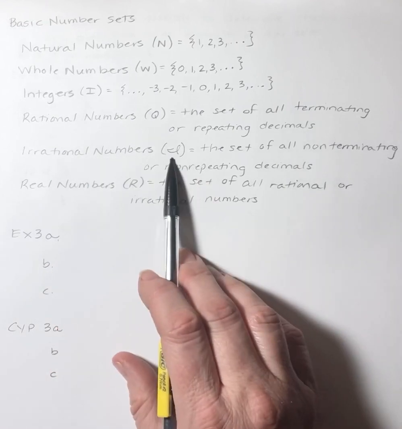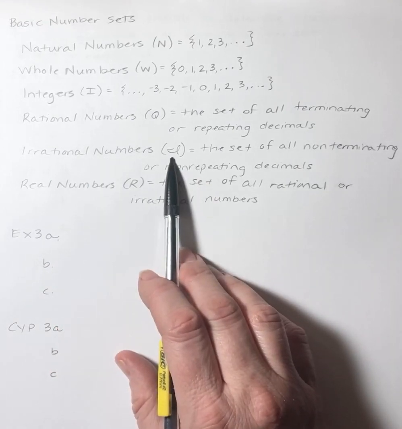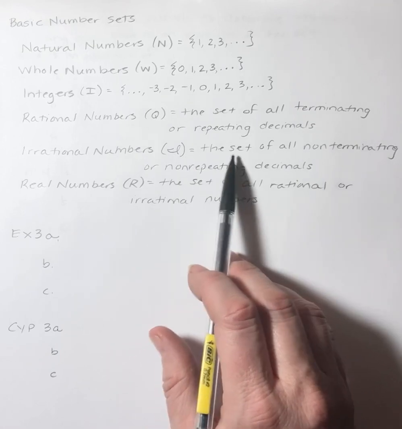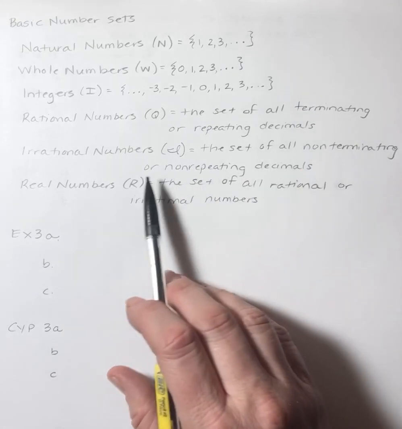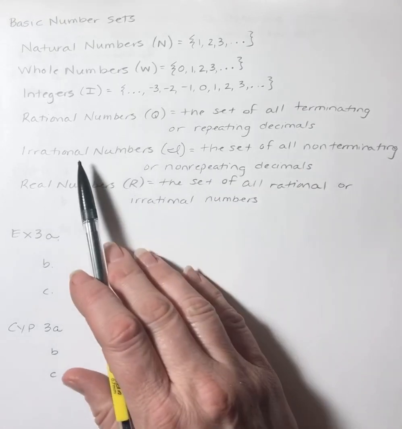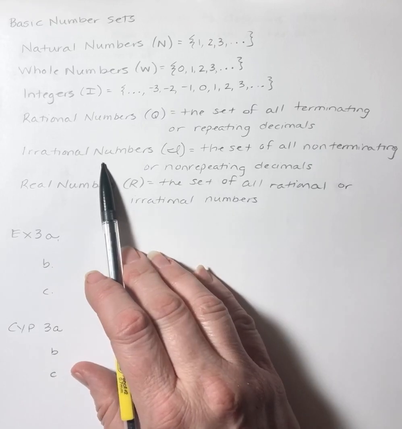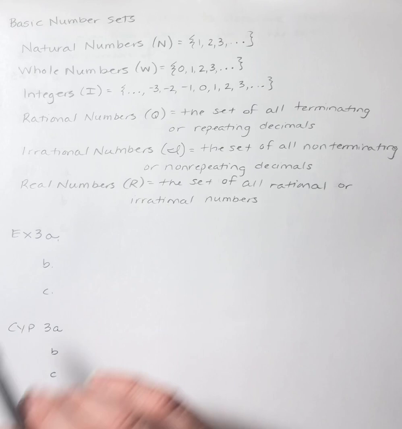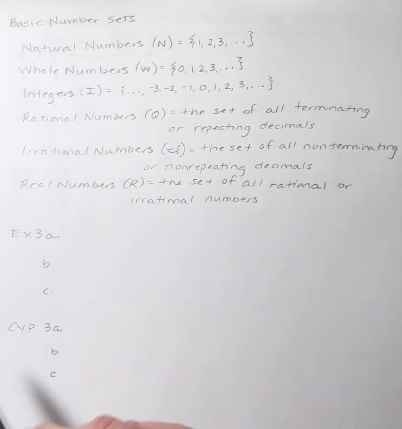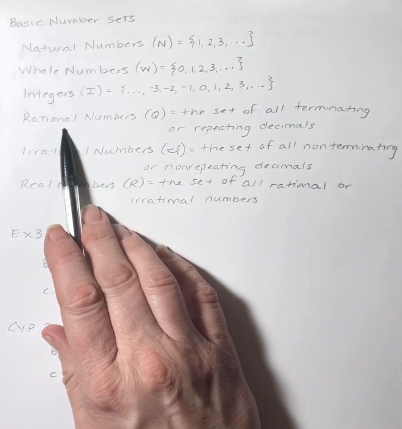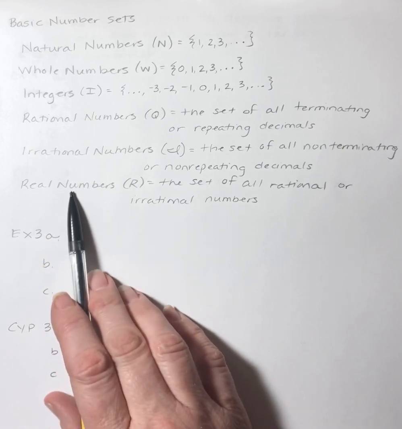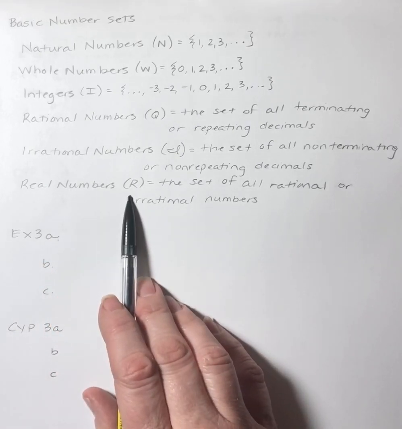Irrational numbers, which is represented by a cursive I. This is the set of all non-terminating or non-repeating decimals. Irrational numbers include things like pi, e, square root of 2, those kinds of numbers. If you join the rational and irrational numbers, you get the set of real numbers, which is represented by the set of R.